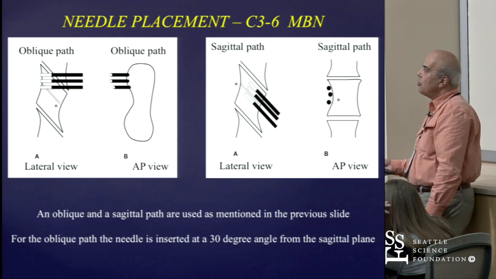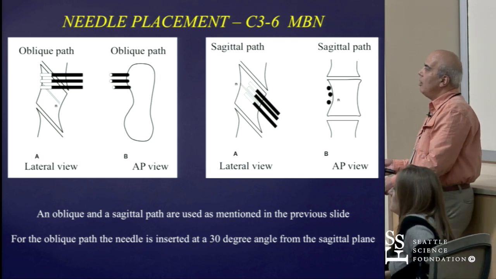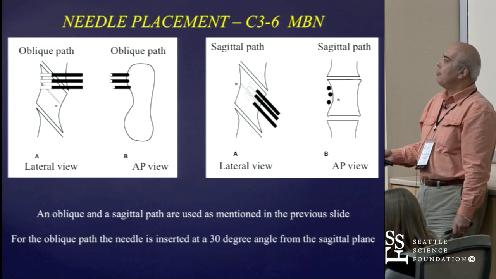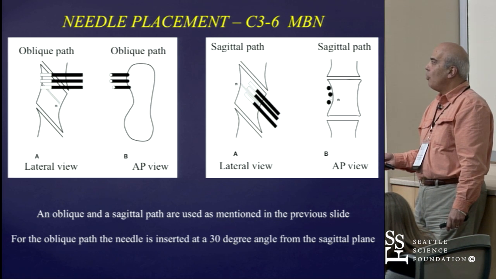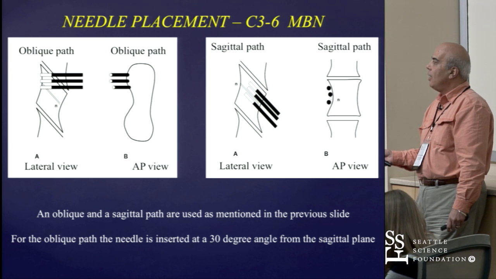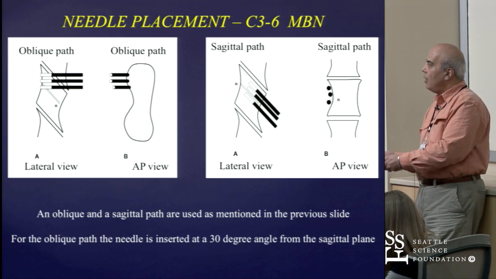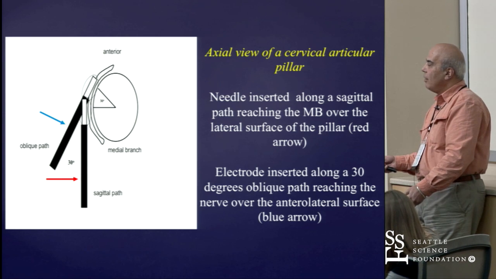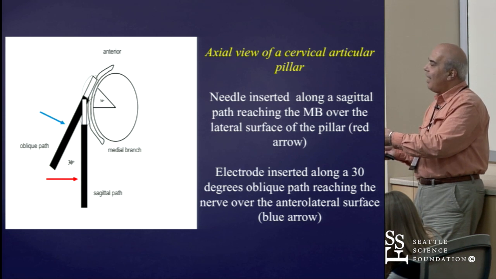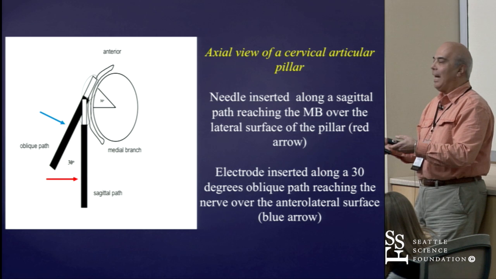For medial branch nerve ablation between C3 and C6, the cartoon on the left shows a lateral view of an oblique path, the way it looks on lateral view after needle placement, and the way it looks on AP view after needle placement. And this is the way it would look if you choose a sagittal path, on lateral view and AP view. I remind you, this is the sagittal path, and this is the oblique path. I don't have any particular preference for either.